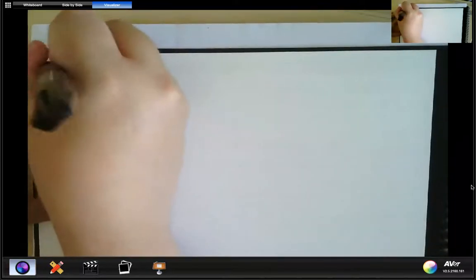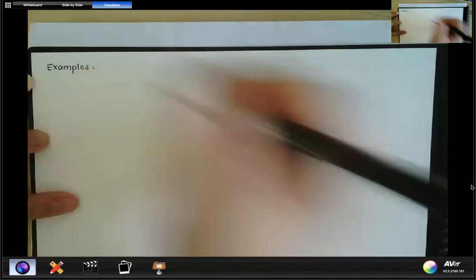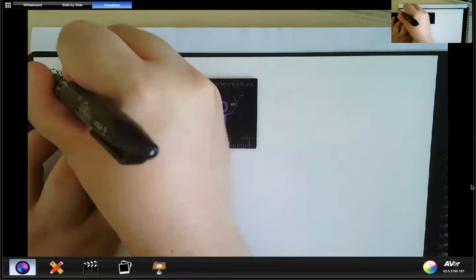I would like you to write these down. Sorry, I didn't actually put these up ahead of time. I meant to. Okay, so examples. Now these ones are all done without the use of a calculator.